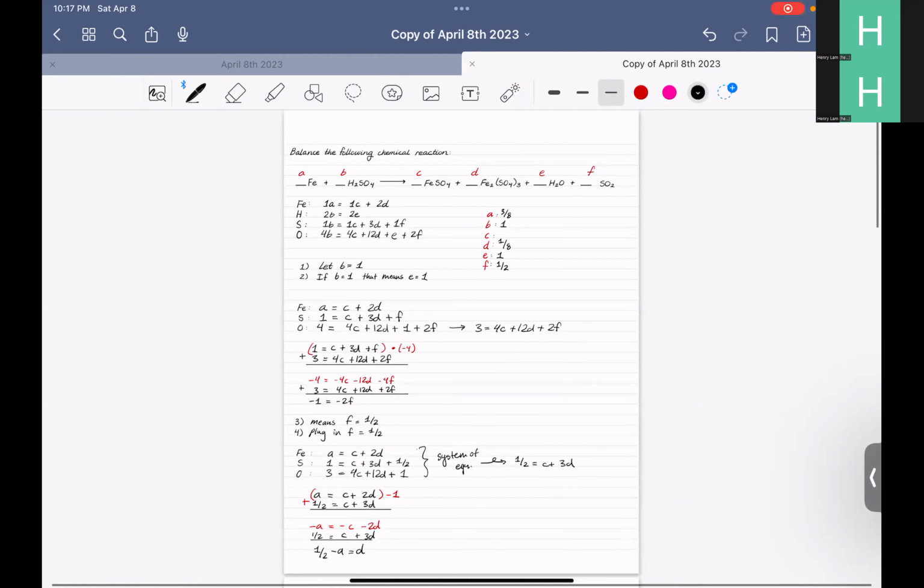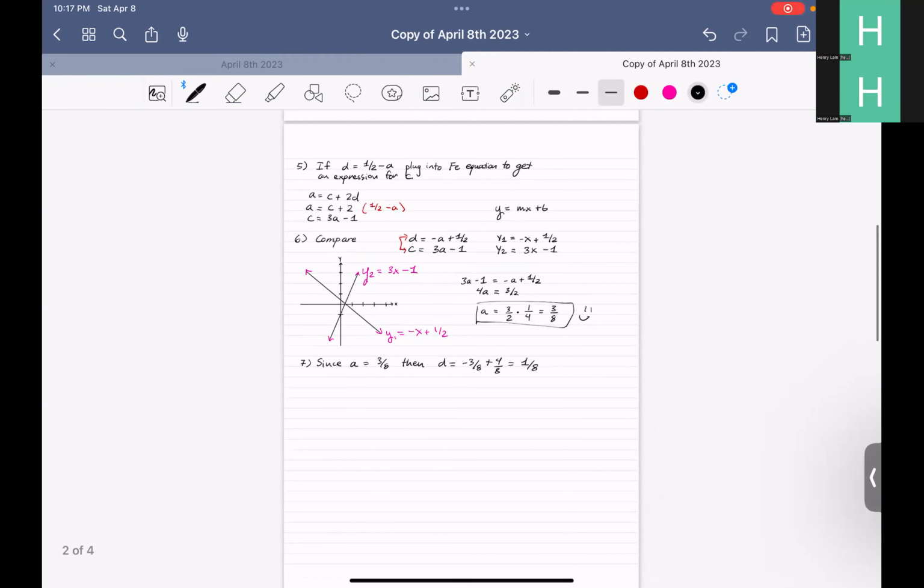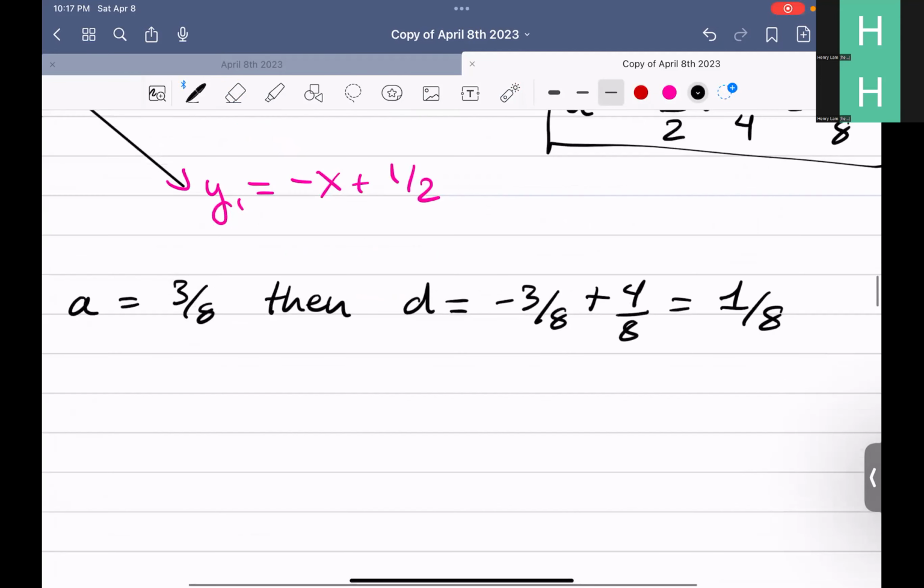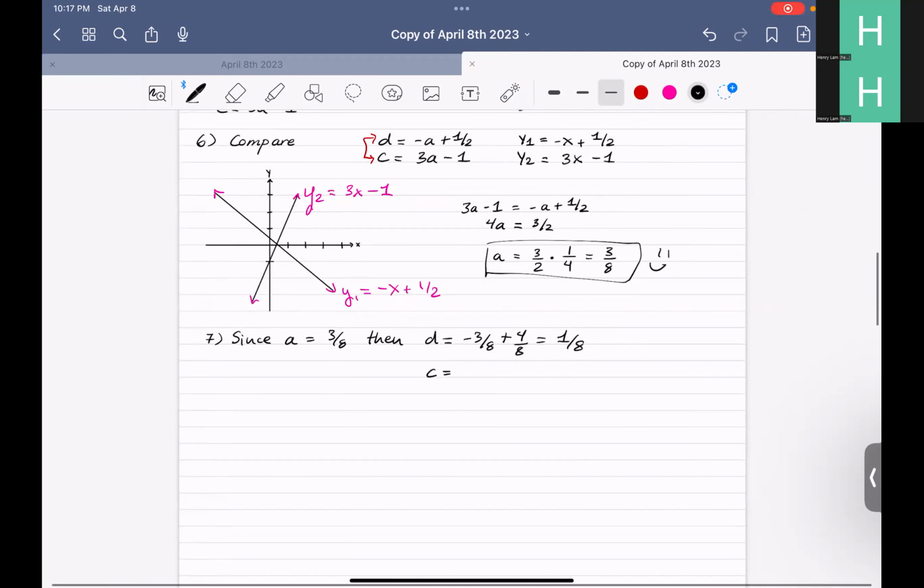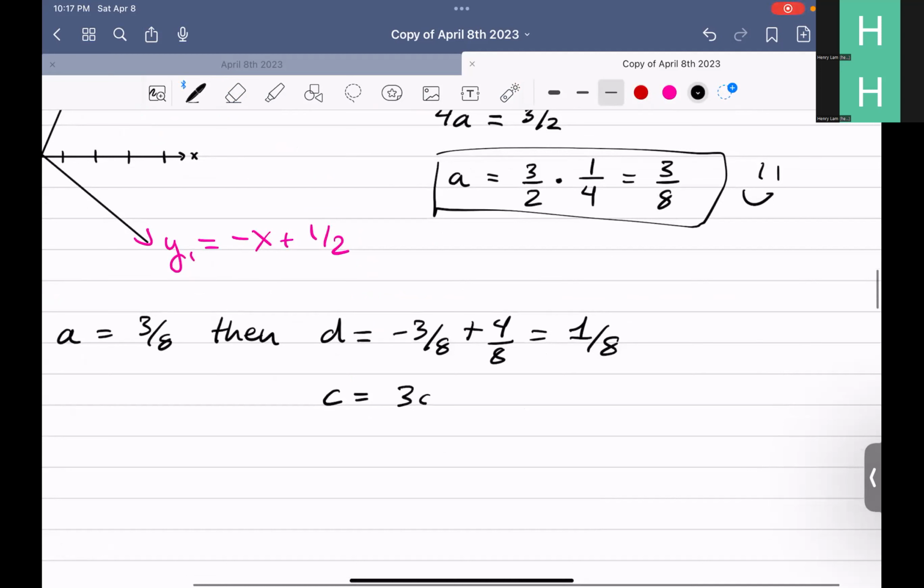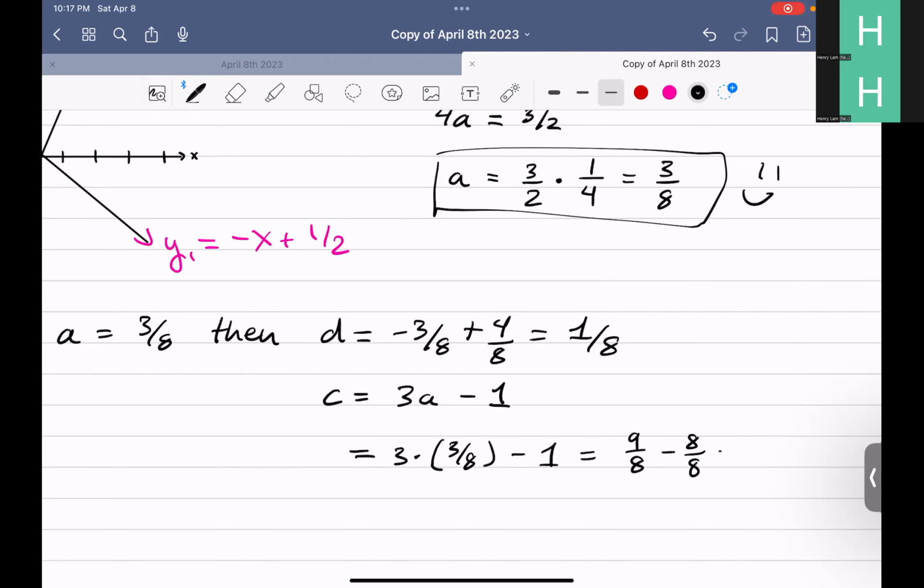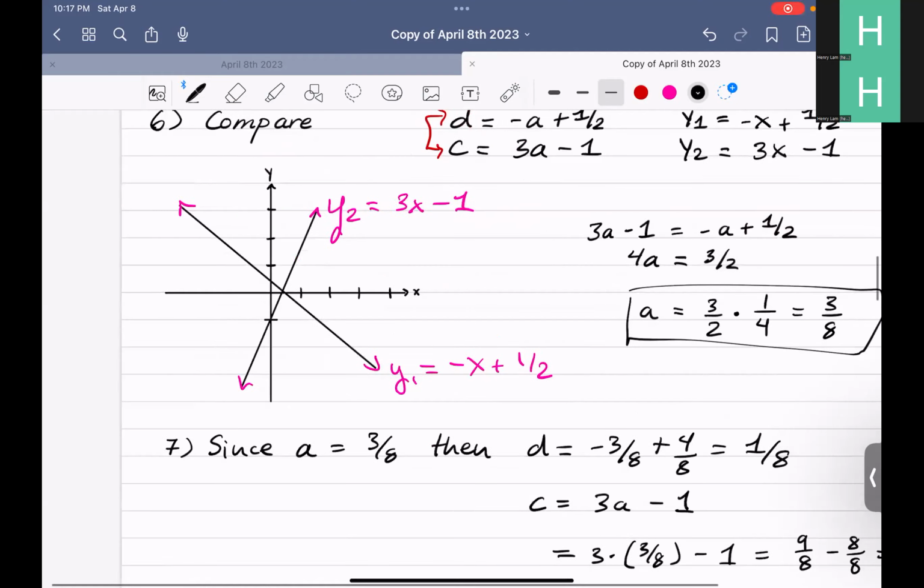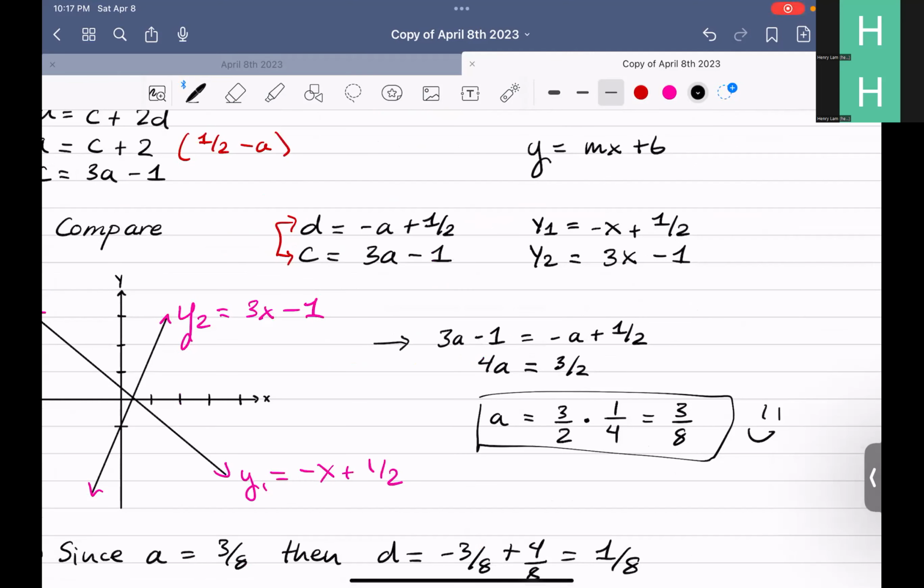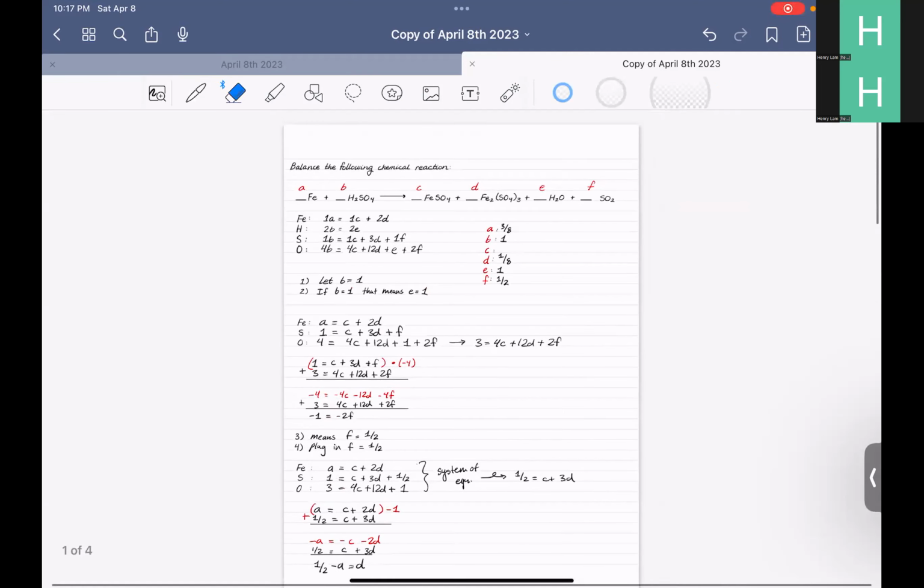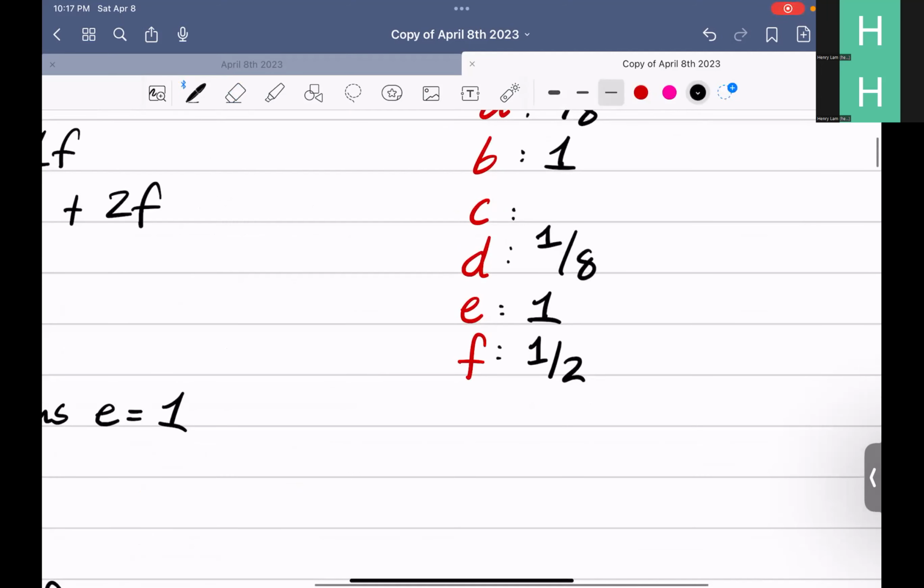Another thing I'd like to point out is that C, right, we want to solve for C. C is 3a minus 1. This is going to be equal to 3 times 3/8 minus 1, which is equal to 9/8 minus 8 over 8, which is equal to 1 over 8. And indeed, D and C are equal, right? We set them equal to each other when we solved for this equation. So that's a good sign that C and D are both 1/8.